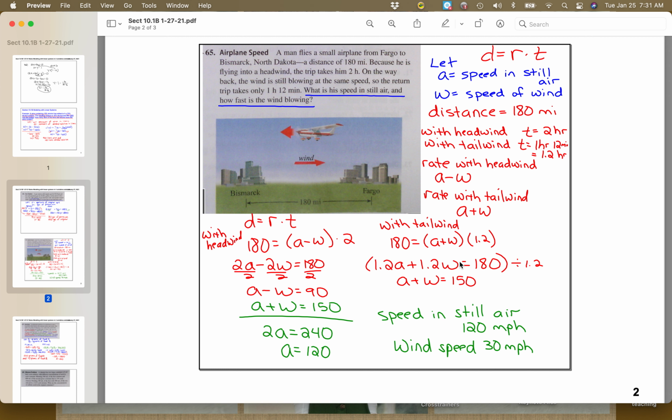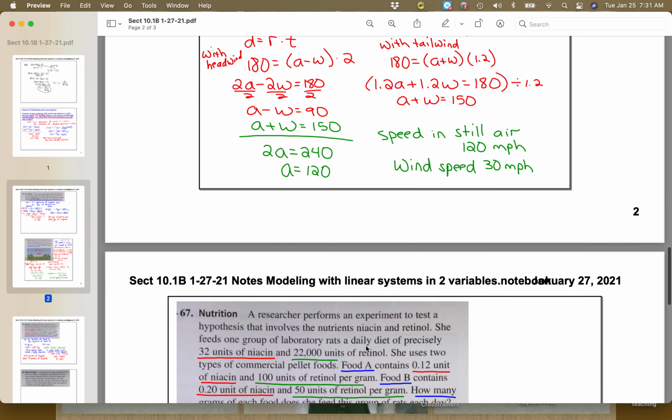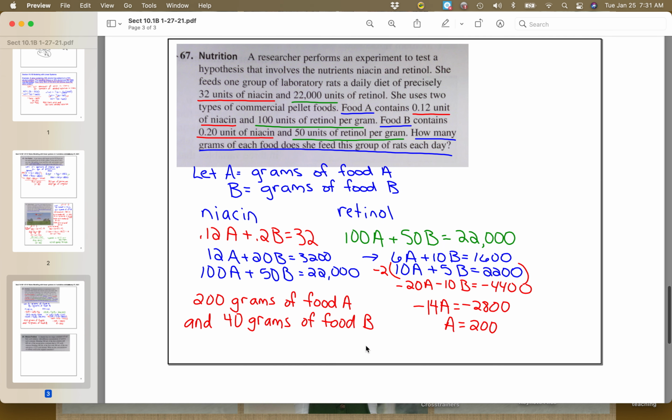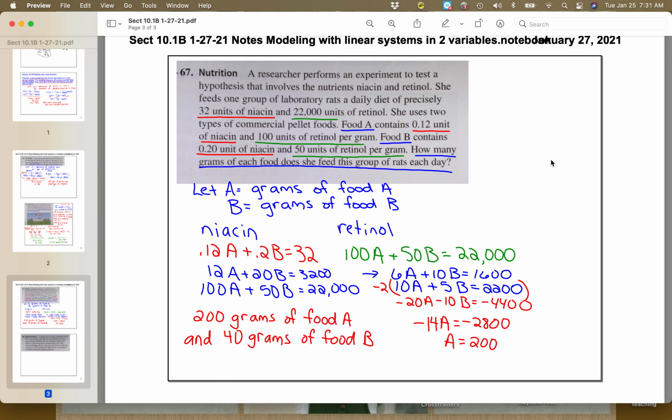Okay, so that's how you do a problem like that if you're dealing with speeds and you're going to have to use the distance formula. On this next one, this is also from your textbook.